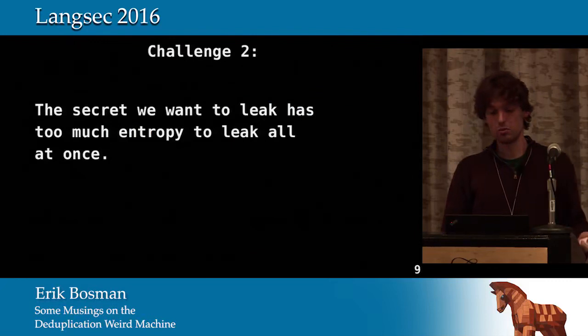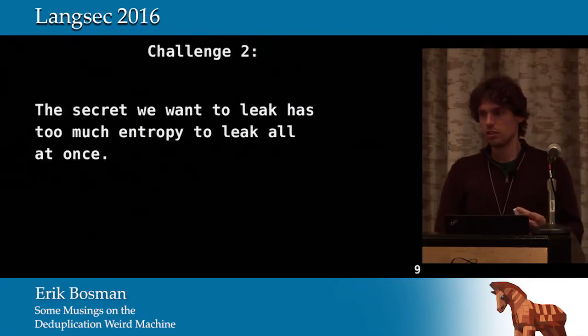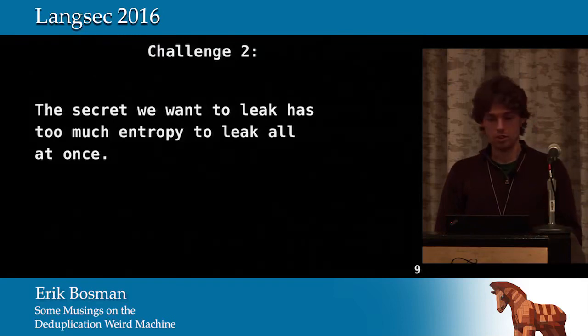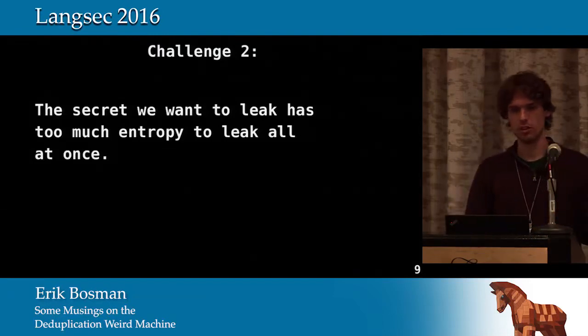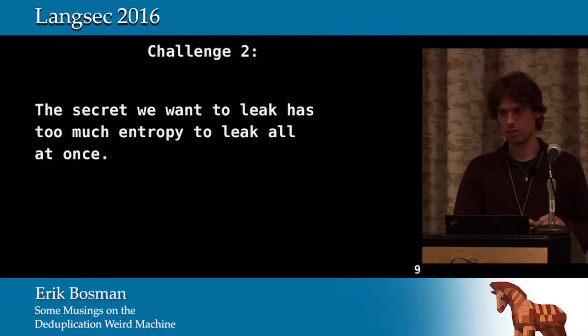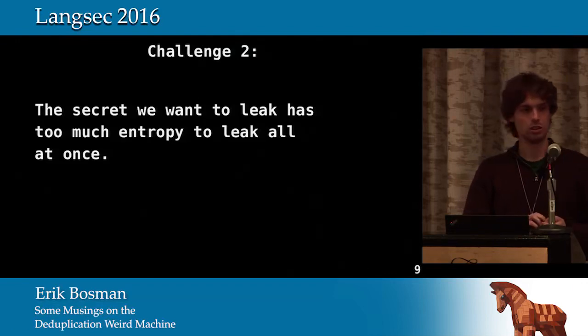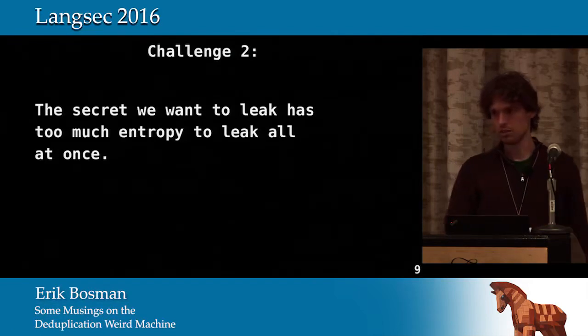Then there's another problem, and that's that the thing you want to leak might have more entropy than you could probe for, because for every possibility you have to craft a page in your own memory, and then you will get the confirmation of which page exists in memory. But if you have, say, a pointer with 24-bit of entropy, you need 64 gigabytes of memory to probe for every possibility. So that's not really feasible.